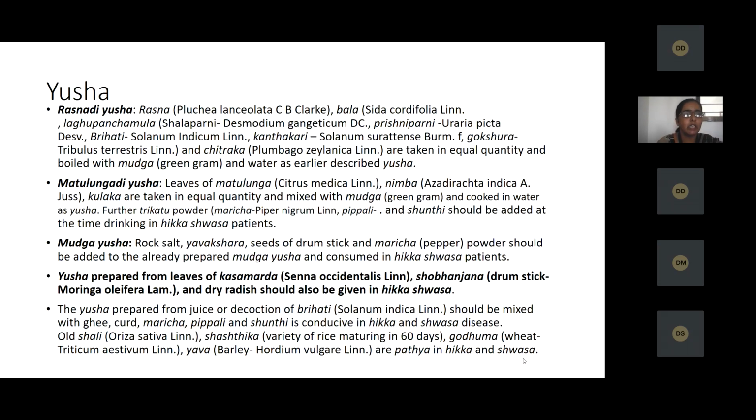With the yavagu, we can advise the patient to drink yusha also. That is a soup preparation, which is very good for pachana, feels satisfying to the patient, and helps the patient's improvement in COPD. This includes rasnadi yusha, matulungadi yusha, mudga yusha, and yusha prepared from the leaves of kasamarda, shobhanjana, that is shigru, and dry radish, which give excellent results in COPD.